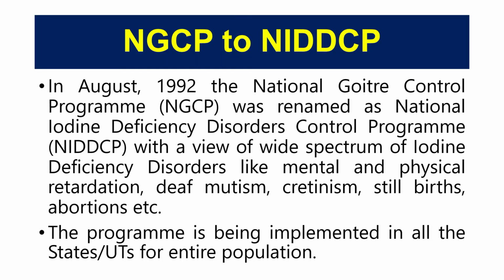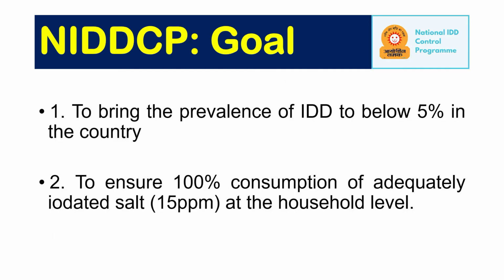In August 1992, the National Goiter Control Program was renamed the National Iodine Deficiency Disorders Control Program, with a view to covering the wide spectrum of iodine deficiency disorders like mental and physical retardation, deaf mutism, cretinism, stillbirths, abortions, etc. This program is being implemented throughout the country.